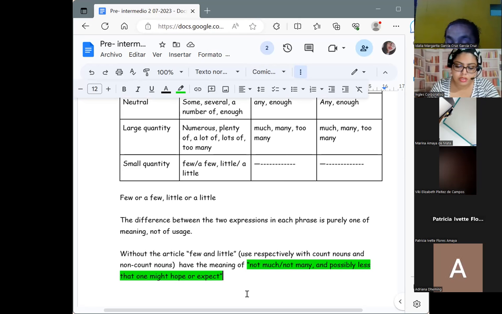Entonces, ahí tenemos nuestra connotación negativa, como ya les explicaba, que en este caso lo estamos utilizando de esta forma y no estamos esperando mucho, ¿verdad? Era como que no teníamos mucha fe en este caso de la situación. So that's why we have the negative connotation. Now, we are going to see the other meaning of the use of the article.